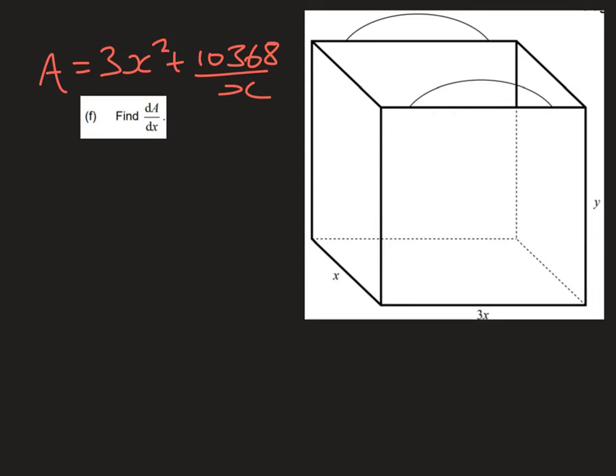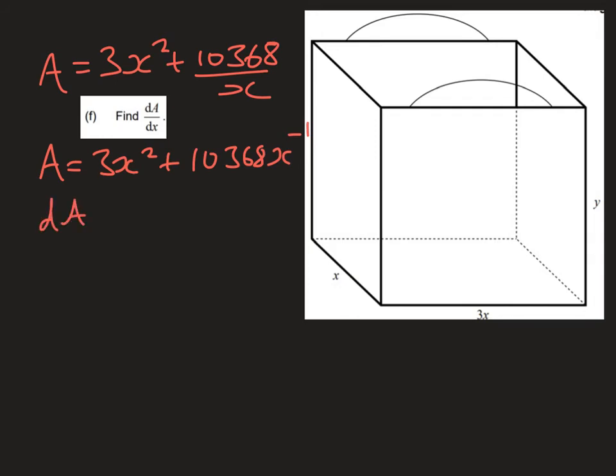So we've found an expression for the area in terms of x, and then in part F we are asked to differentiate this to find the gradient function. So before we differentiate this, we want to actually express it using rational exponents. So we're not differentiating in the first step. So the 3x squared, we're going to leave that as it is, but we're going to rearrange the second term using rational exponents. So if it's divided by x, that's the same as multiplying by x to the minus 1. So we can write this as 10,368x^-1.